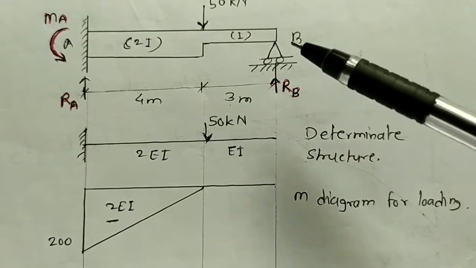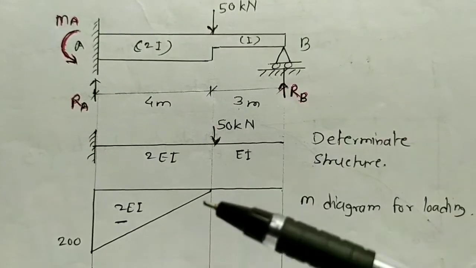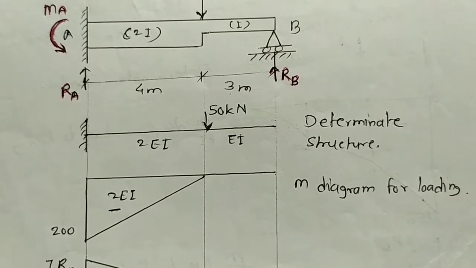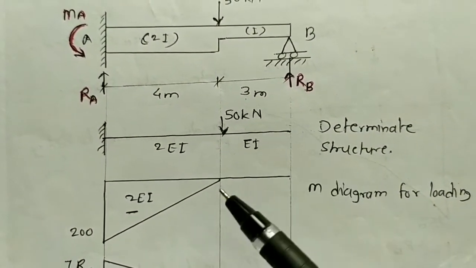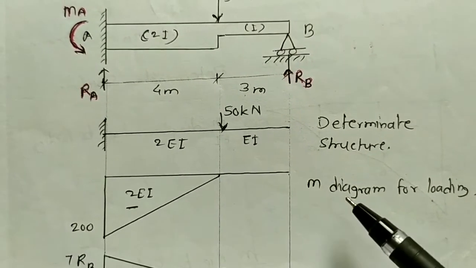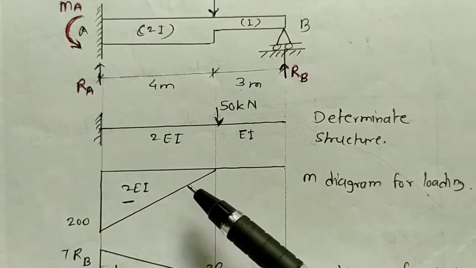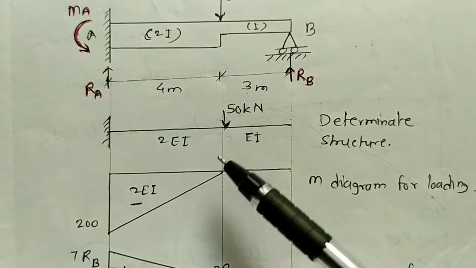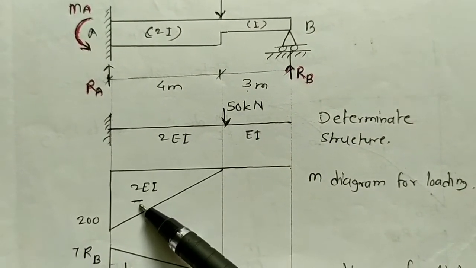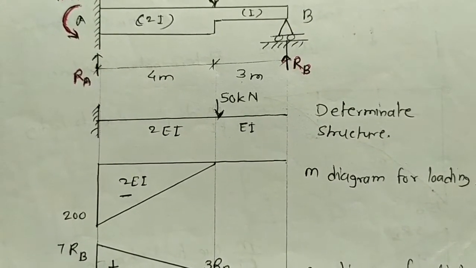Next step, just take a projection of all the supports and the loading. I have taken the projection of all the supports and the loading. Next, I have drawn the M diagram. So this is the M diagram drawn because of loading. This is a cantilever beam subject to a point load, so this is the bending moment diagram for it. Of course, as it is a cantilever beam, we are getting a hogging type of bending moment. That's why I have written negative. How that is hogging, I will explain.